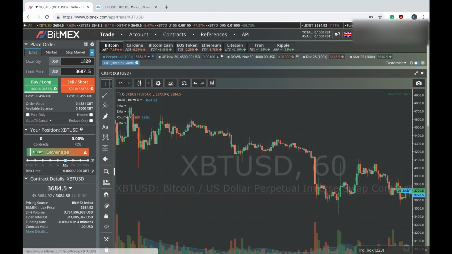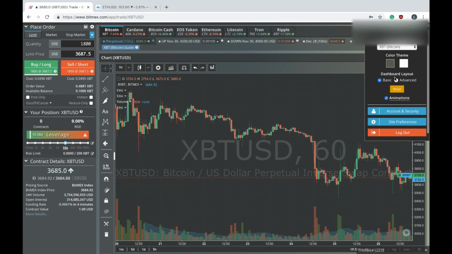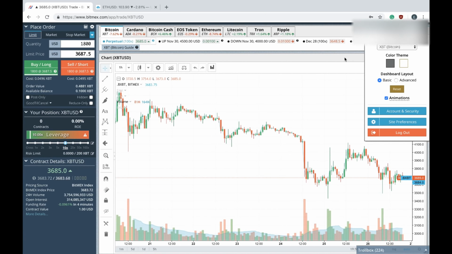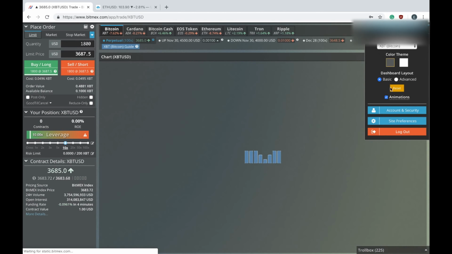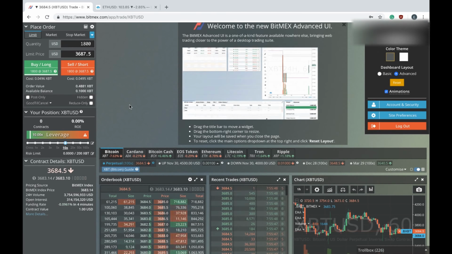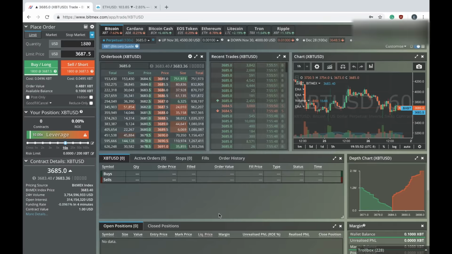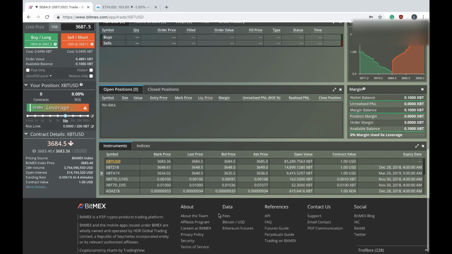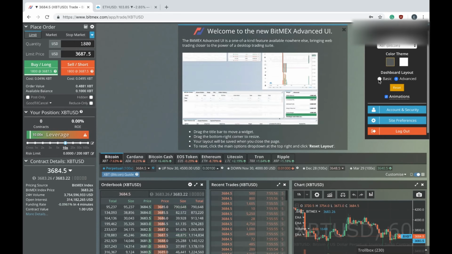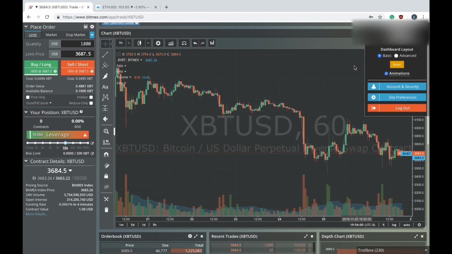If you want one of their presets, you can just do basic or advanced. There's also a light and dark color theme. There's light, dark. The advanced one looks a little bit like this. So yeah, lots of customization available to you, different color themes.